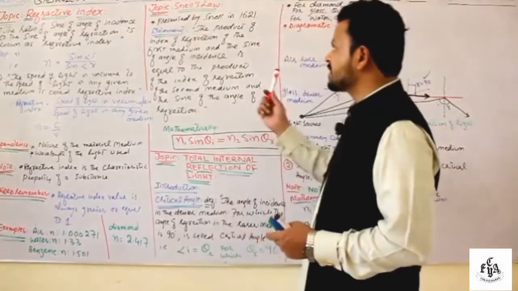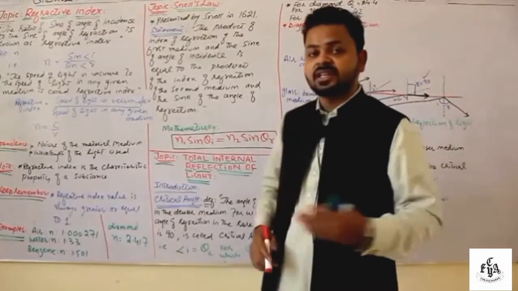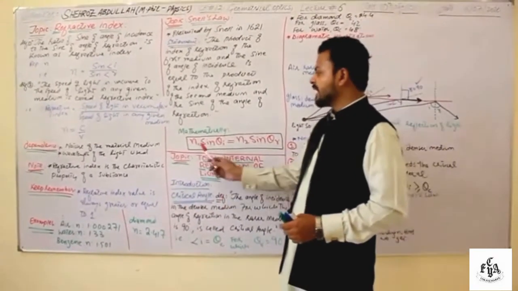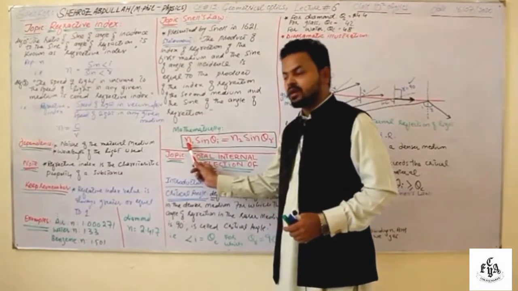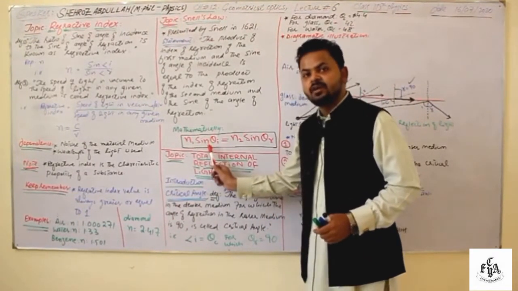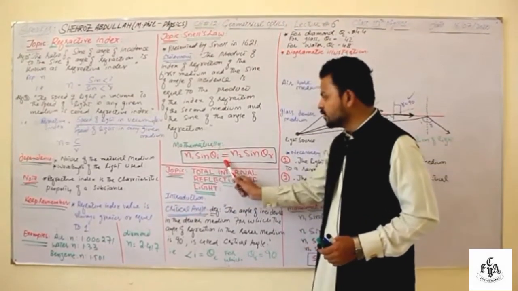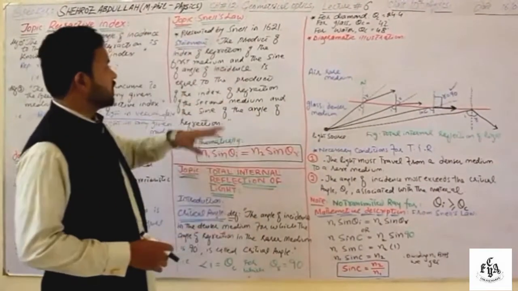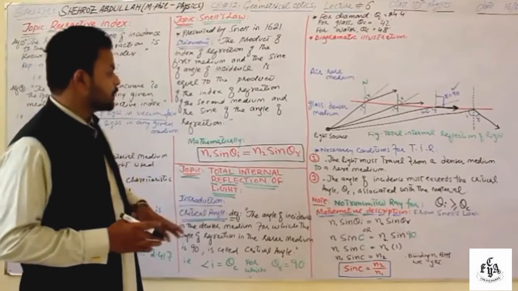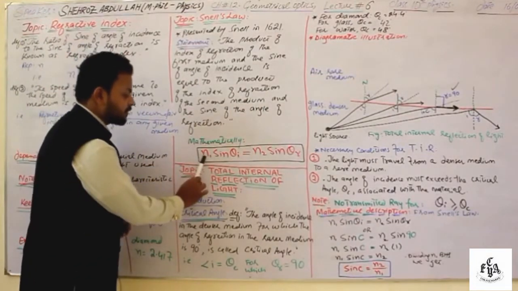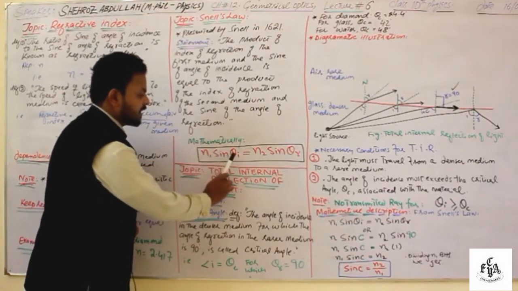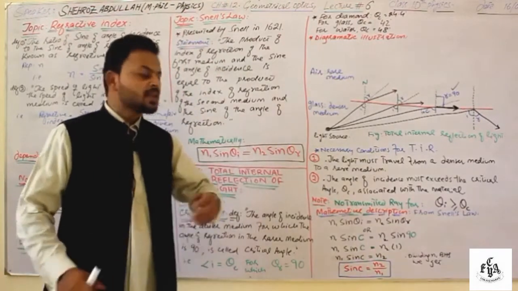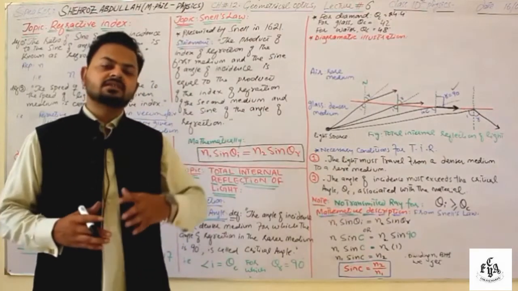And then we moved towards Snell's law. Snell's law was presented in 1621, and it is quite simple. In Snell's law, we have discussed that the product of the refractive index of the first medium with the sine of the angle of incidence is equal to the refractive index of the second medium with the sine of the angle of refraction, known as Snell's law, right?